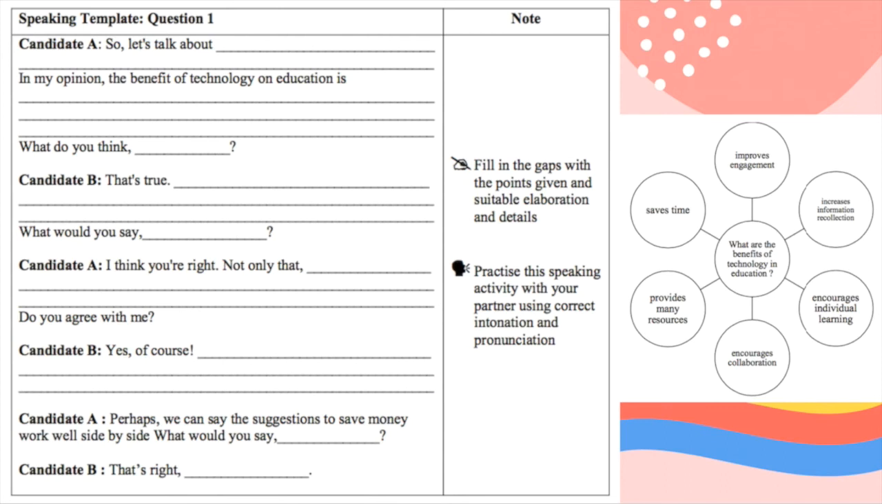You can keep the discussion going by using phrases to agree, to ask for opinion, or to suggest. For example, that's true. I think you are right. What do you think? Do you agree with me? Next, your partner will explain the second point using a similar template. Keep the conversation going and discuss all points. You may pause this video and practice.